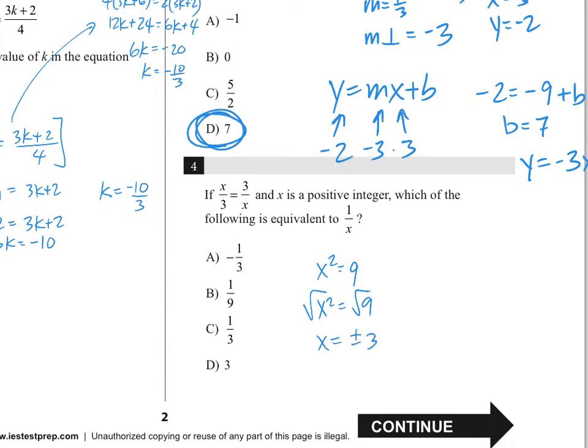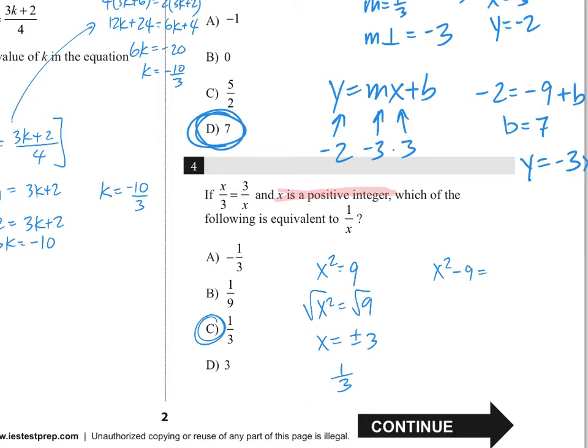And we are trying to figure out the value of 1/x, where x is a positive integer, right? So that's one of our conditions. So we're going to take the +3 and put it underneath a 1, and that means that the answer is C.